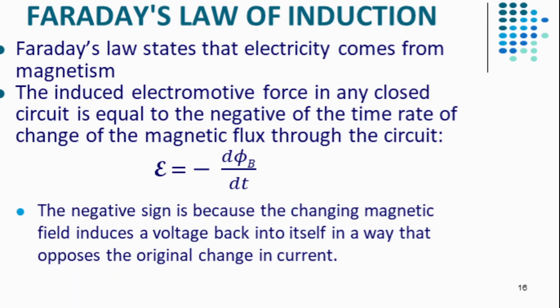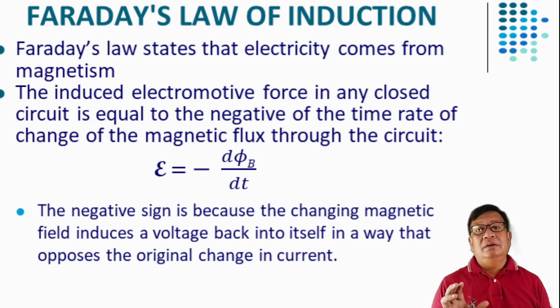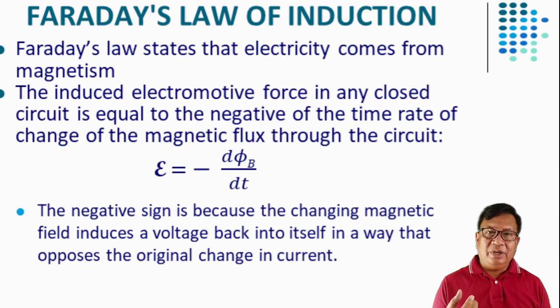Okay, so we have this, the negative sign is just because the changing magnetic field induces a voltage back into itself in any way that opposes the original change in current. Okay, so changing magnetic field, ibig sabihin, ga-change po yung direction niya ng ating magnetic field. Paano mag-change ng direction ng magnetic field? I-change natin ang direction ng ating kuryente. Okay. So that is why kapag hindi nag-change ng direction yung kuryente natin, walang ma-generate, walang mapoproduce o ma-induce na voltahe o kuryente sa surface natin.